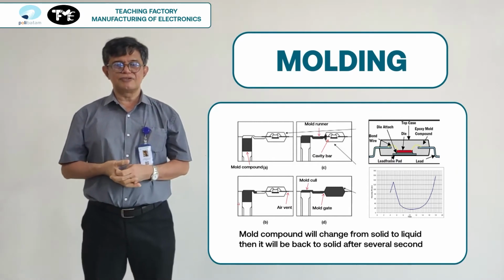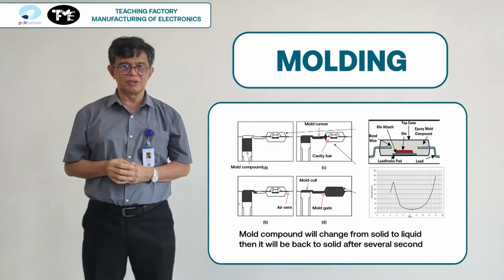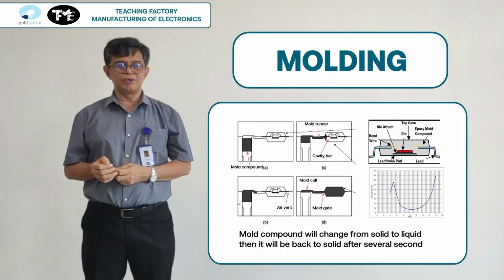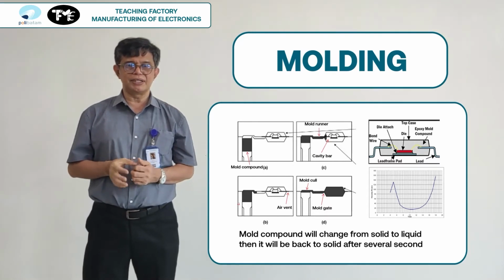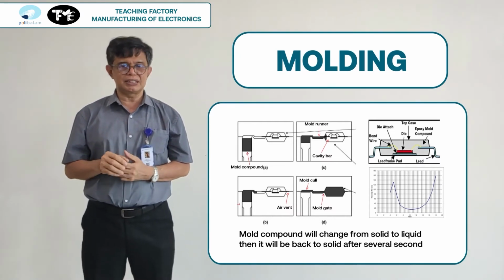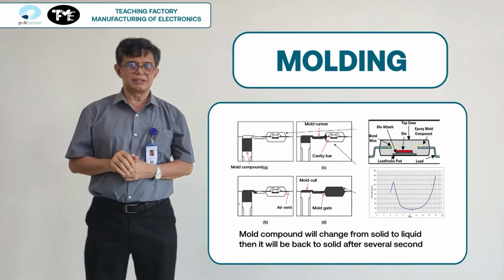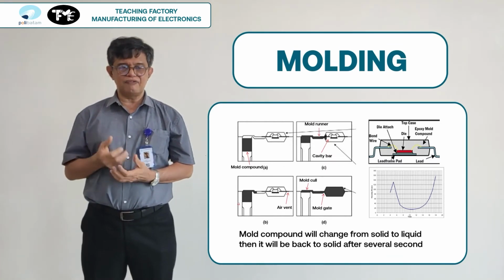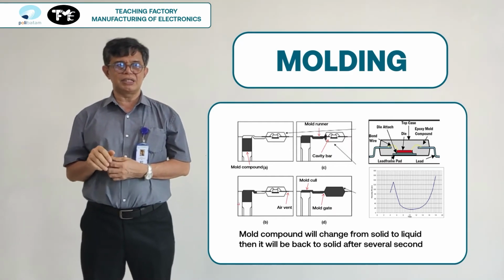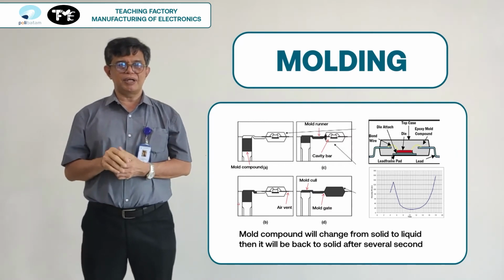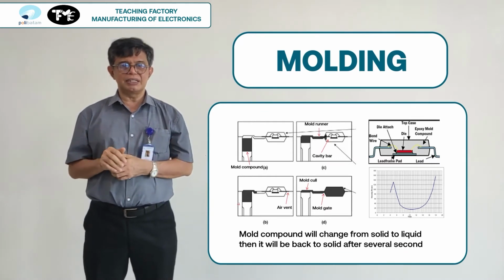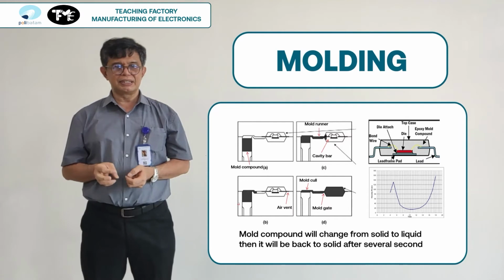Next is how we move the mold compound into the cavity of the mold. First, the mold raw material is a solid compound. We put it into a plunger or pot bushing plunger, and then we wait several seconds until the mold compound melts. The cavity has to be heated up, because the plastic will melt at 160 to 180 degrees, depending on the mold compound type. It has to be at this temperature so the mold compound melts in several seconds.